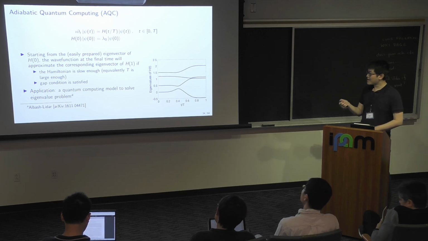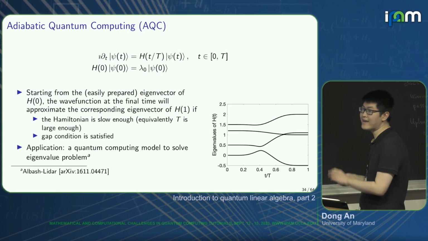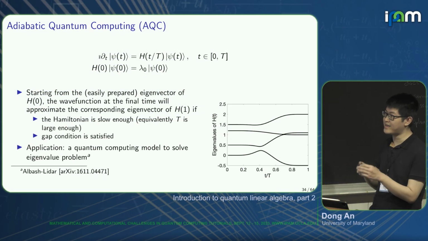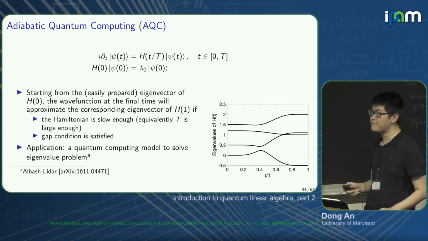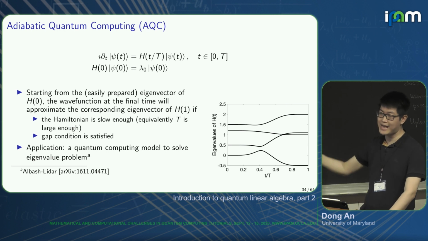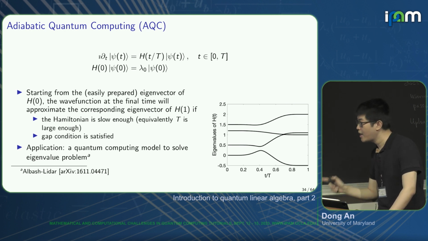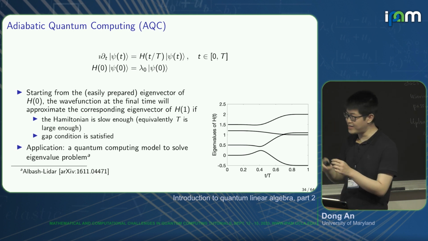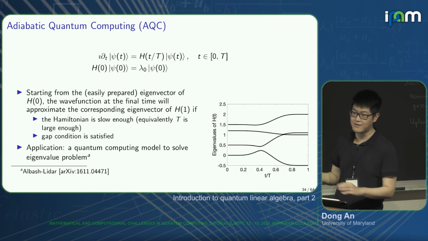And then we just translate an eigenvalue problem to the problem of Hamiltonian simulation, which means that we can somehow efficiently solve the eigenvalue problems on a quantum device using adiabatic quantum computing if we have the gap condition. Okay, so I think this is a beautiful mathematical framework for relating the differential equation, the Hamiltonian simulation, with the eigenvalue problem.